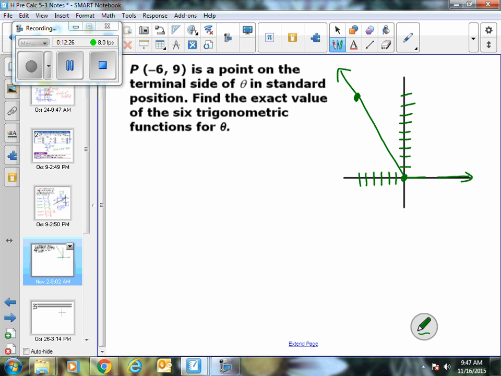9. So there's the point that it goes through. So negative 6, 9 is on the terminal ray. Again, they could have picked anything on the terminal ray. These ratios would all end up being equivalent because they're similar triangles. It works the same way.